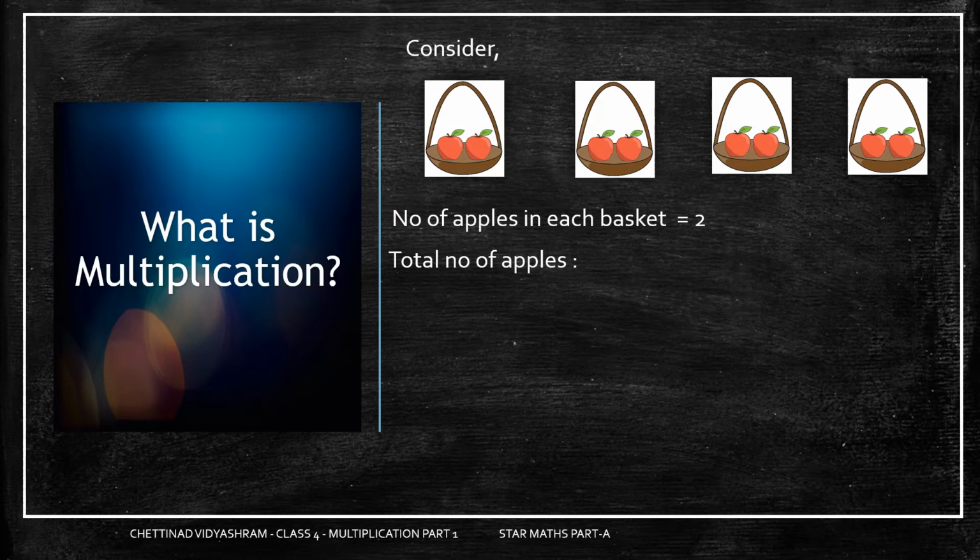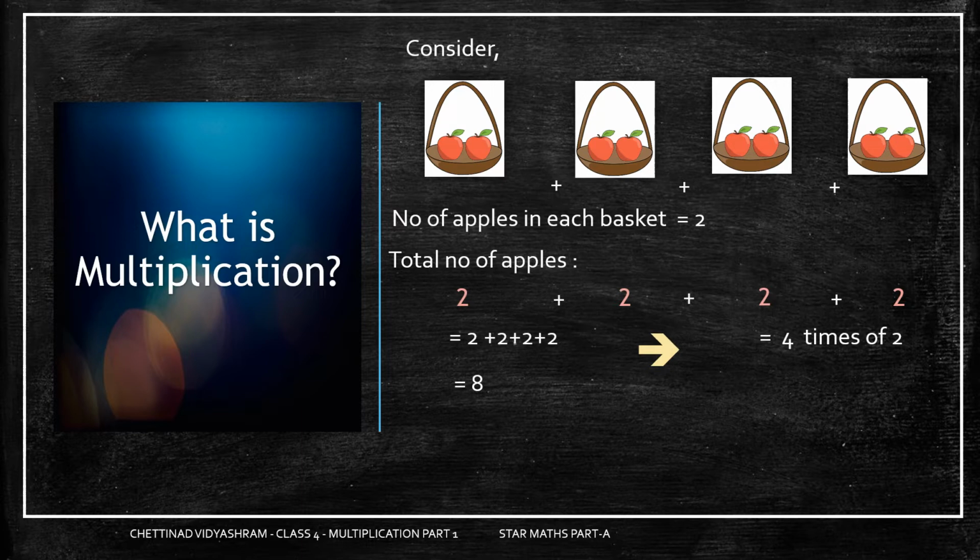So each basket is having 2 apples. So 2 plus 2 plus 2 plus 2 gives you 8. 2 plus 2 is 4, plus 2 is 6, plus 2 is 8. Now this can also be written as 4 times of 2.